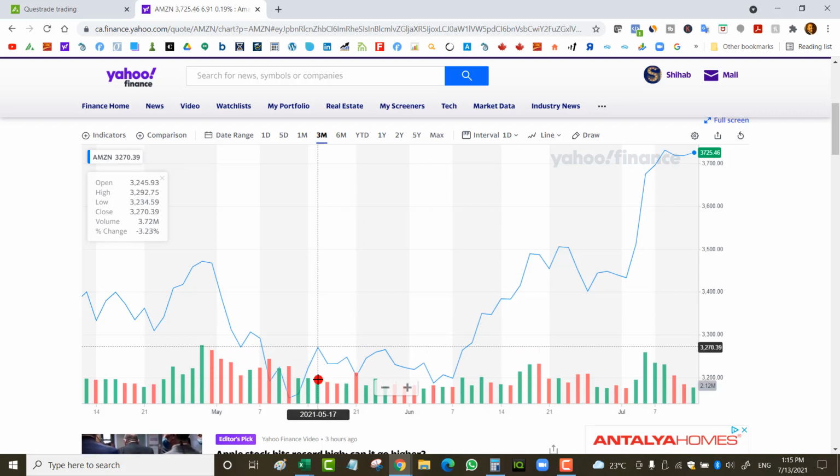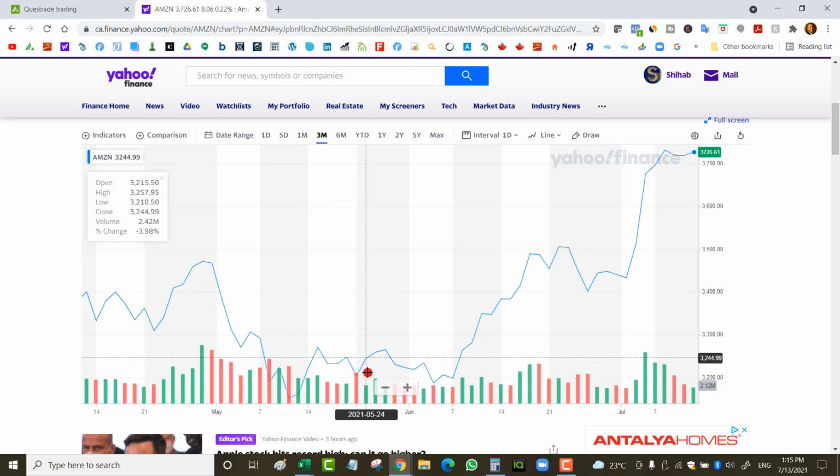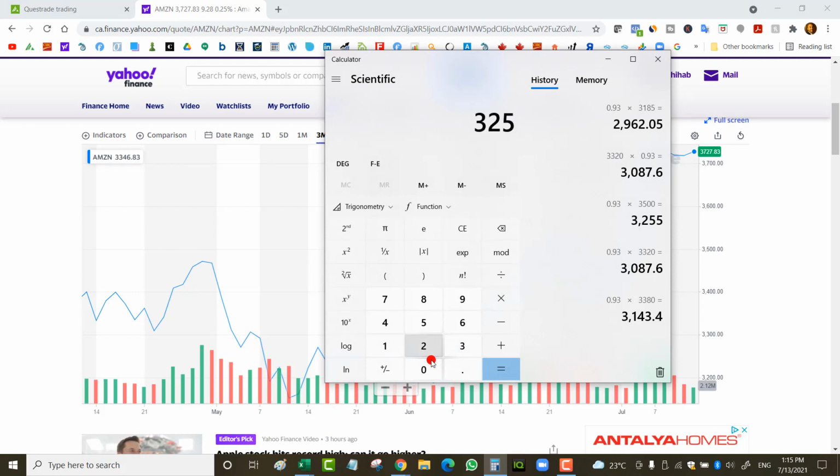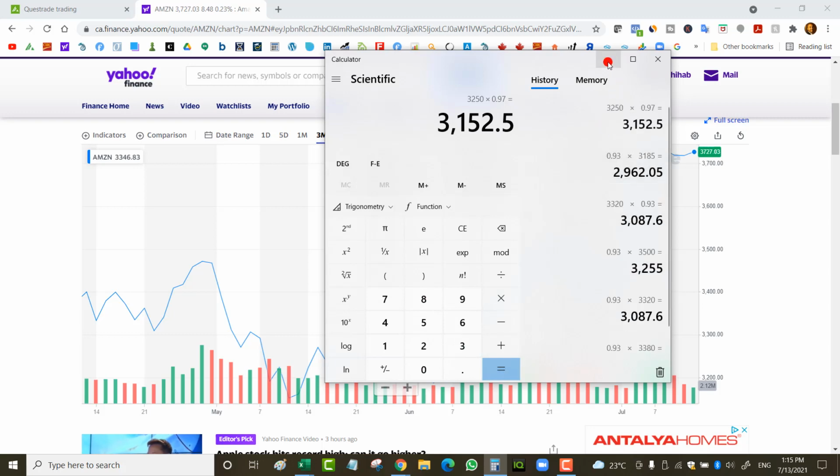Next expiry, we will go to May 21st. Amazon opens at 32.50, and if I want 7% lower, that'll be 0.97, so that's 31.52. Actually, that seems wrong. 0.93. Yeah, 32.50 times 0.93, because I want 7% lower. So my short strike will be at around 30.00.